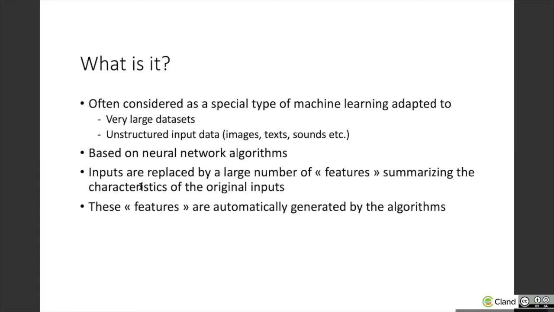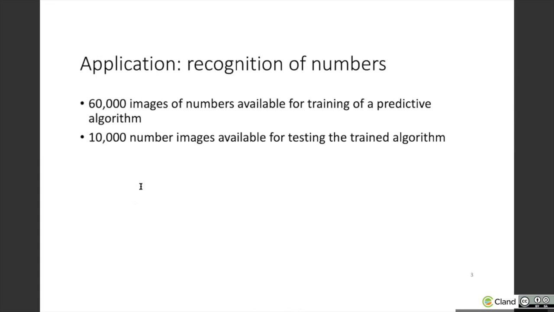I don't have a lot of time now, so I will use an example to explain the main principles of deep learning. And the application is about the recognition of numbers. In my data set, I have 60,000 images of numbers available for training, and I kept 10,000 additional images for testing. So I will train my algorithm using 60,000 images, and I will test my trained algorithm using 10,000 images.